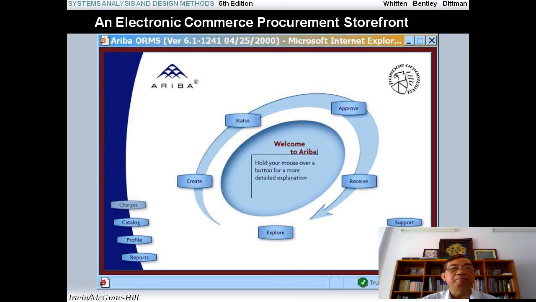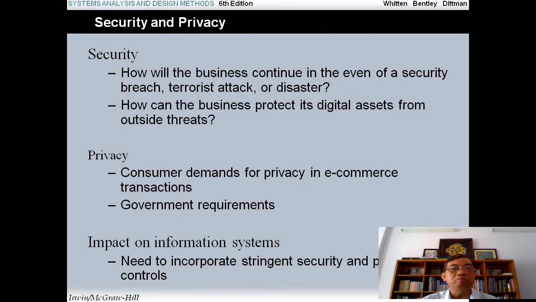Now I go to security and privacy. Security: how will the business continue in the event of a security breach, terrorist attack, or disaster? And how can the business protect its digital assets from outside threats? About privacy, consumers demand privacy in e-commerce transactions. It is very important for privacy; they want to hide their private information. And about government requirements, the impact on information systems is that they need to incorporate stringent security and privacy controls.